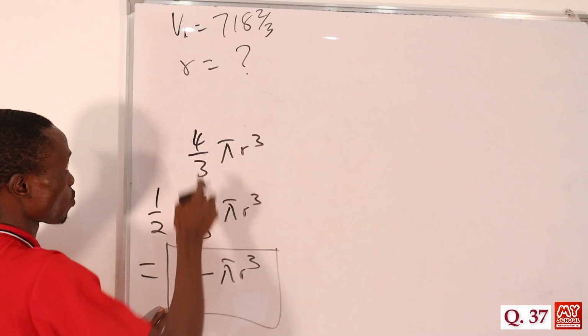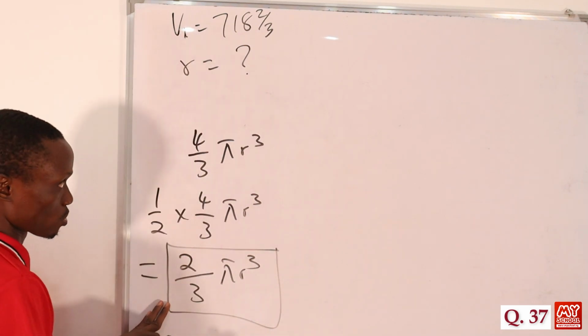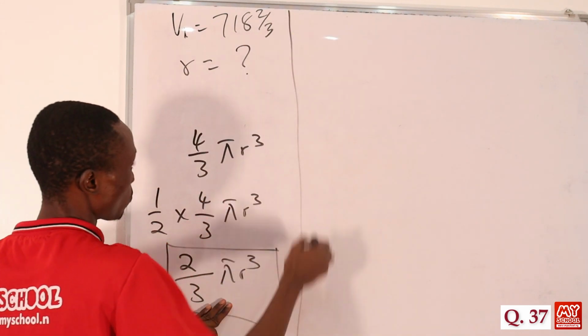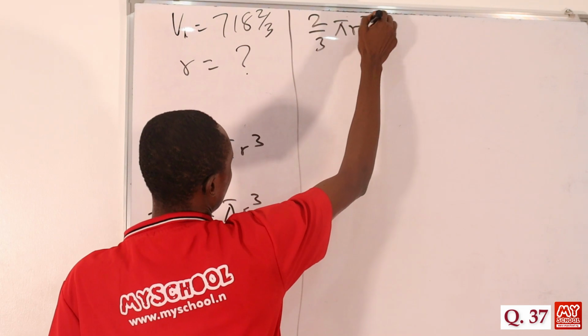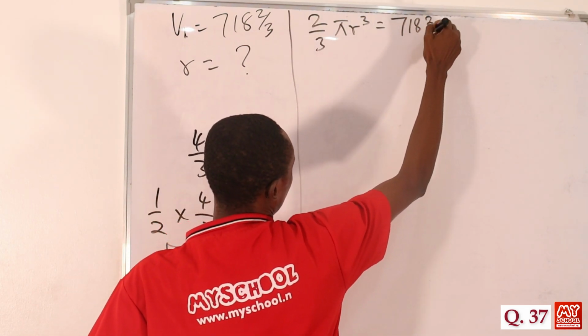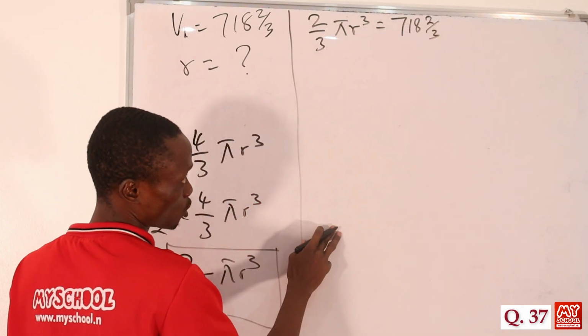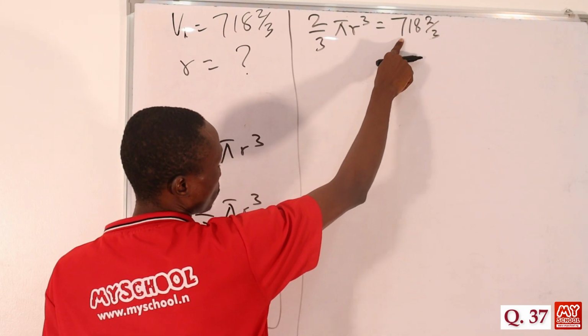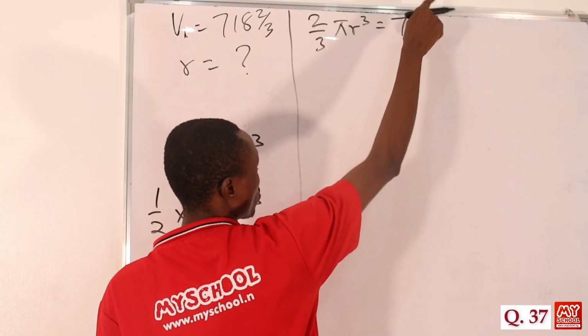But remember, in this question, we are given the volume of the hemisphere and should calculate the radius. So the whole thing here will be 2/3 pi r cubed equals 718 and 2/3. So we have to change this mixed fraction to an improper fraction by using 3 to multiply 718, then we add 2 to the result.